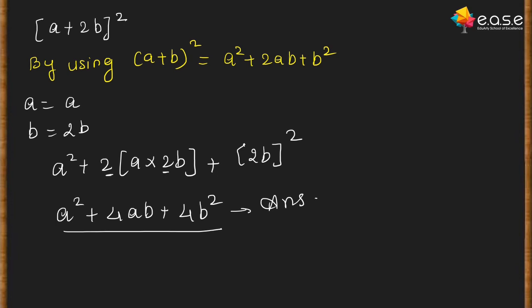Okay, so I hope you guys are understanding what we are doing. We'll take one more example here and we will see how it works. Suppose we have 2a minus 3b the whole square. So write the formula. Which formula are we going to use here? This is going to be a minus b the whole square.